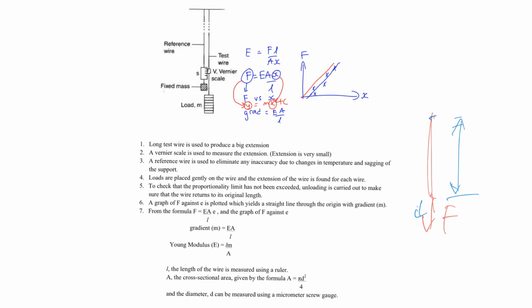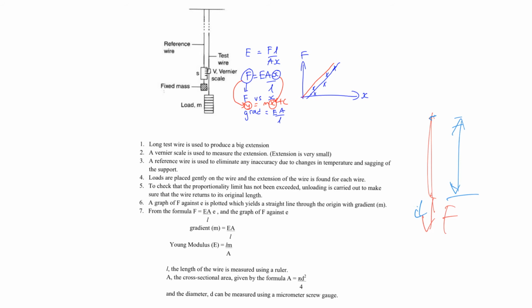So remember, the equation here is E equals FL over AX. So we rearrange this equation to make F the subject. So you get F equals EAX over L. Now, you notice that if I plot a graph of force versus extension and compare with the equation y equals mx plus c for a straight line, since the force is the y-axis, the extension is the x-axis, so the gradient will give me EA over L, and there will be no y-intercept, so therefore it should be a straight line passing through the origin.